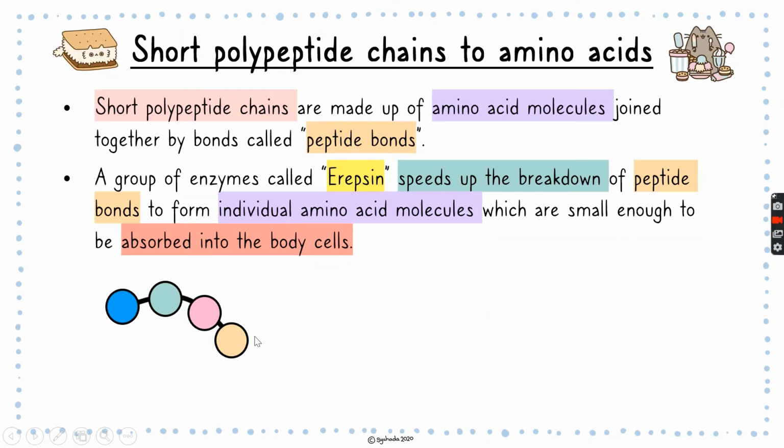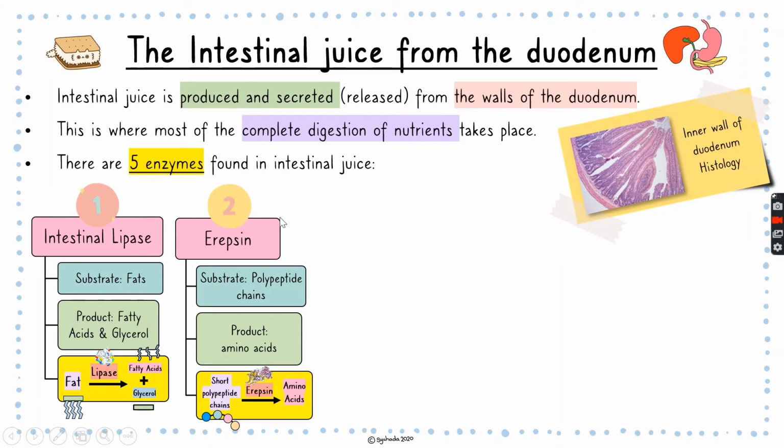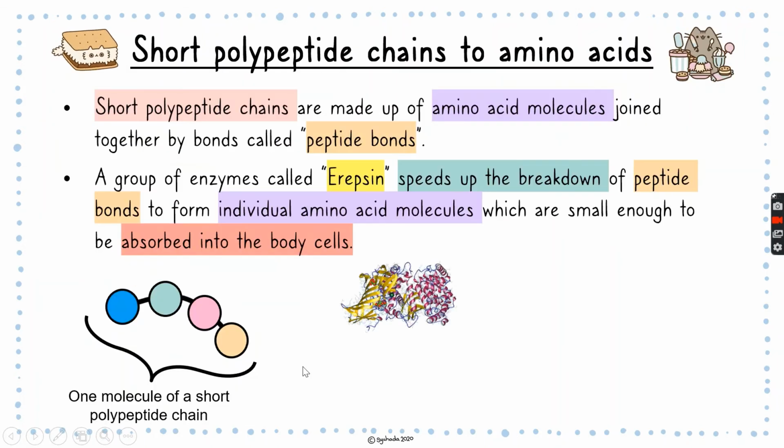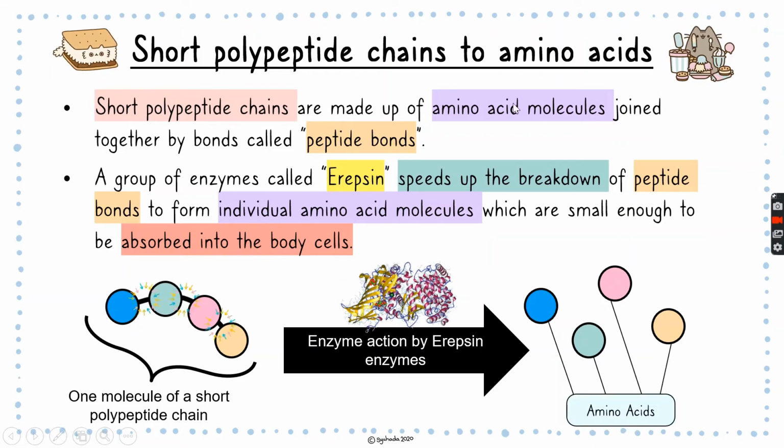A short polypeptide chain right here is going to be acted on by erepsin. What erepsin does is work on these bonds, and all three of those bonds will be broken, or even more, by erepsin to produce single amino acids.